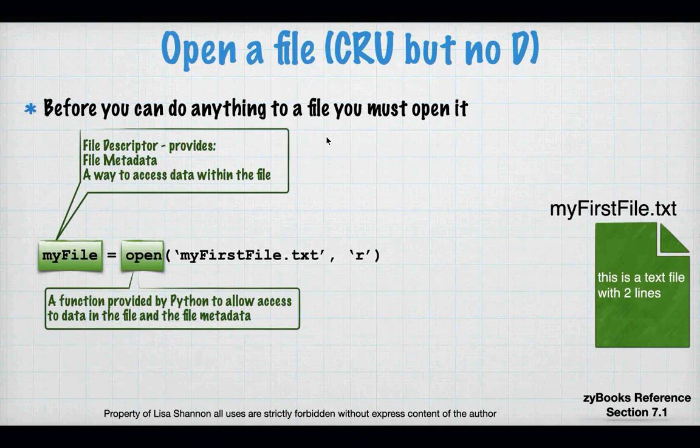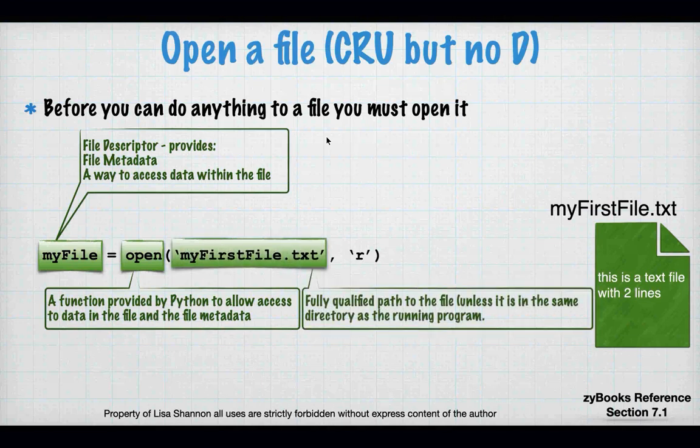Now, it doesn't go out and get anything from the file. Open just opens the door. That's all it does. And then I have the name of the file itself. Now, this could be a fully qualified name, and by that I mean the full directory path, or it could be just the name of a file. If it's just the name of a file, like this is, it's expected to be in the same directory as your running program. So most files that you will use will have a fully qualified path, or there will be some other way to get to that information. Maybe there's metadata outside of the program.